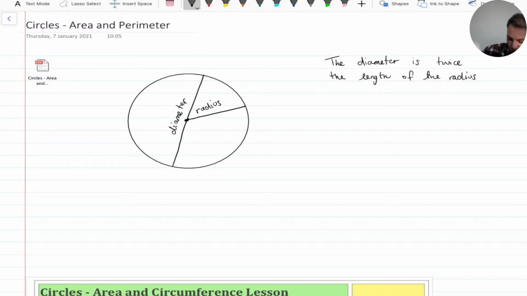Now, if I highlight this part here, this highlighted part, so if I go from the radius there, this highlighted part is actually called a sector. So it's like a part of the circle.